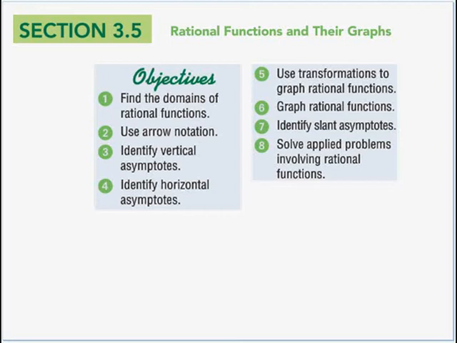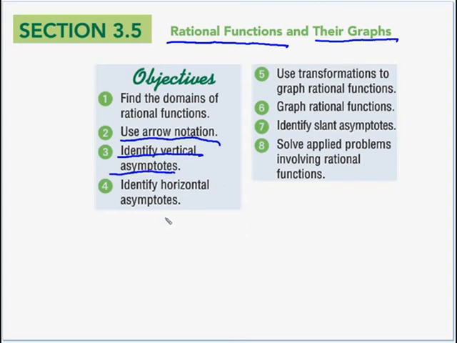Time to start Chapter 3, Section 5. And this section deals with rational functions and their graphs. The objectives here are the bullet points. One, find the domains of rational functions. Use this new arrow notation. Identify vertical asymptotes of the function.